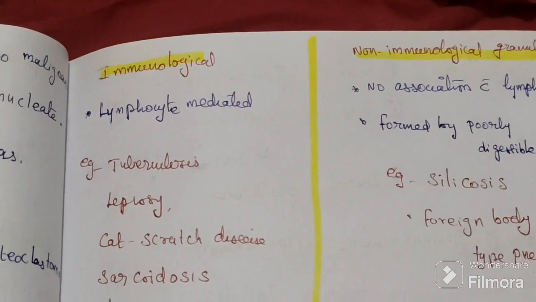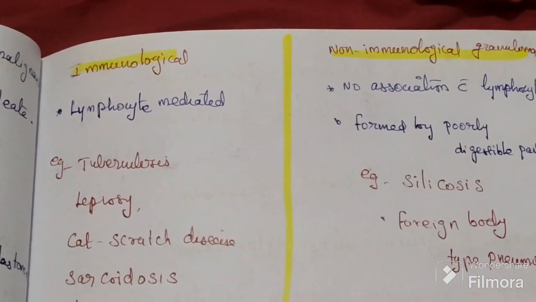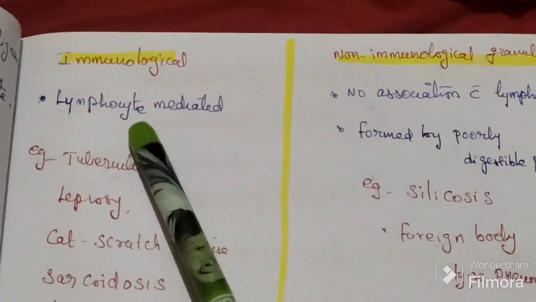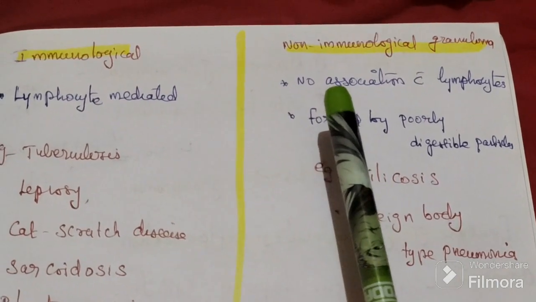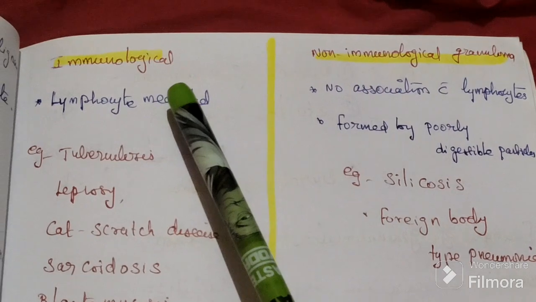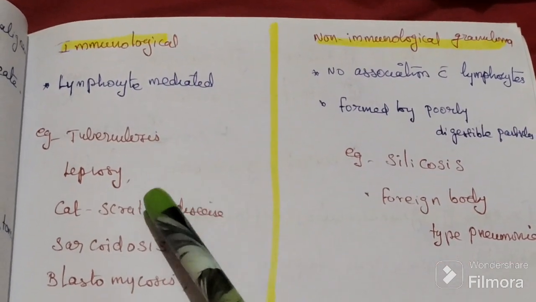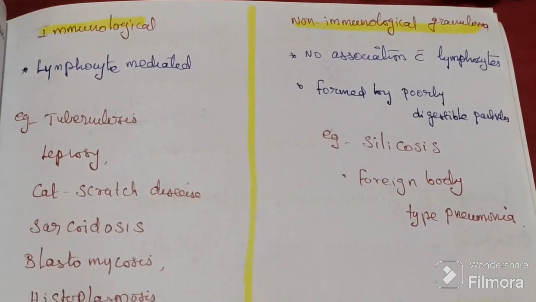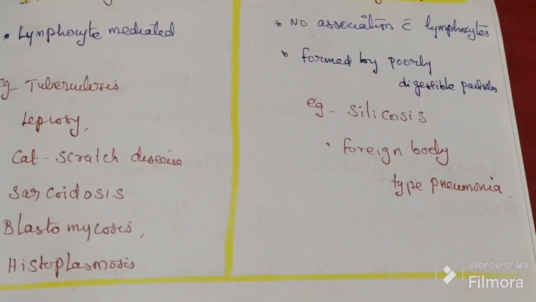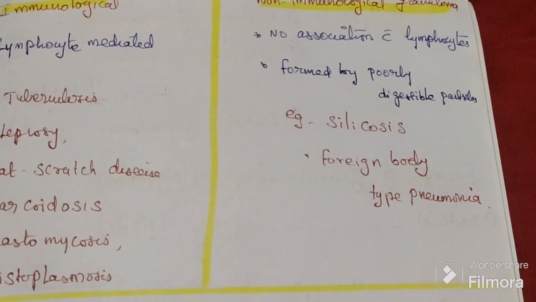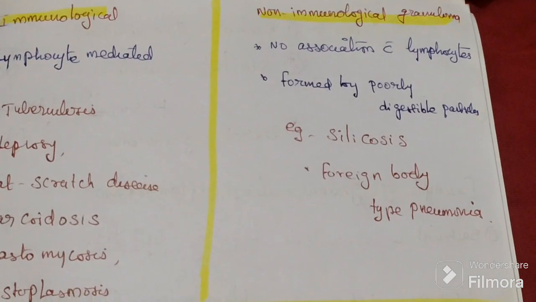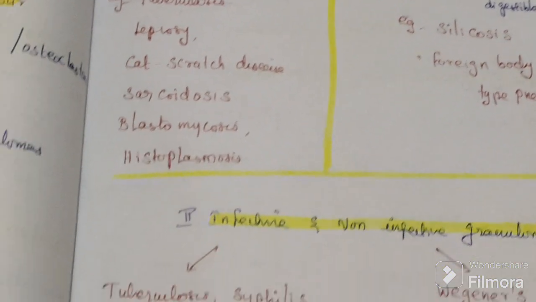Immunological granuloma is lymphocyte mediated; the non-immunological one is not associated with lymphocytes. Examples of immunological granuloma: tuberculosis, leprosy, cat scratch disease, blastomycosis, histoplasmosis. Non-immunological granuloma: silicosis, foreign body type pneumonia.